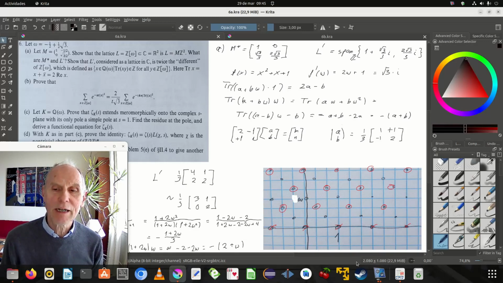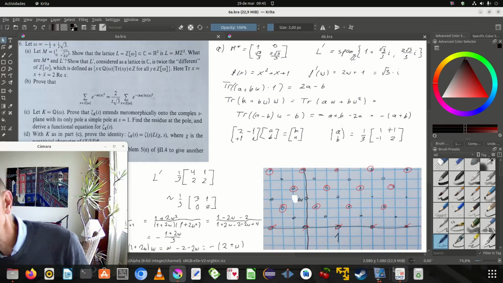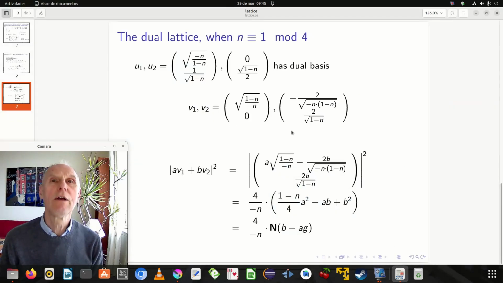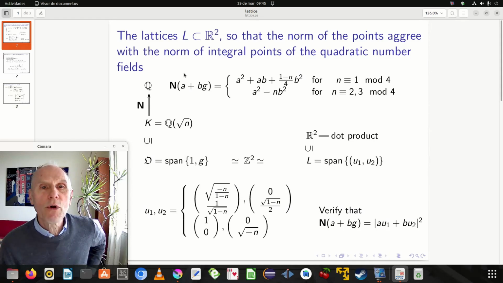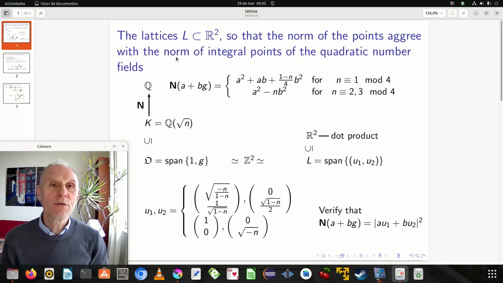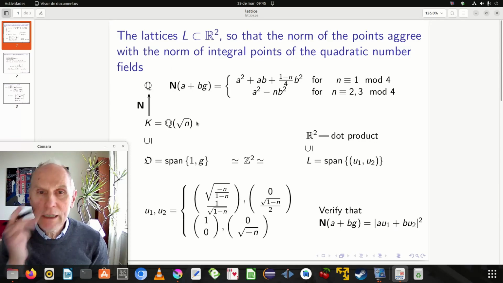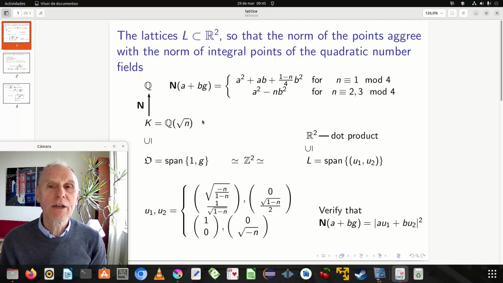So I spent the time trying to work out the general case. If we have a number field Q extended with square root n, is it possible to make a real lattice that agrees with the norm? And one solution I found was this lattice.